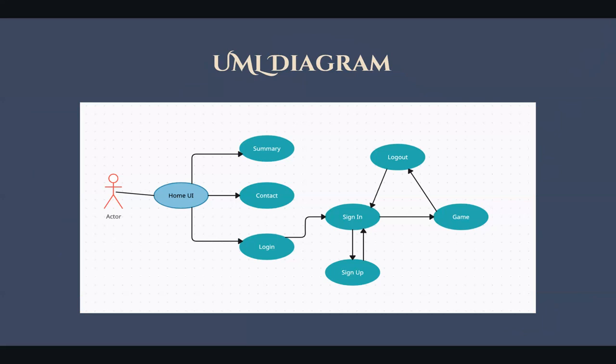Coming to the UML diagram of our project, we have our actor, which is also our player. The actor goes directly to the home user interface. Here he can access summary.php, contact, and login. For login, an existing user can directly sign in and proceed to the game. However, if you are a new user, you have to first register yourself and then sign in and then proceed to the game. Once you are done playing the game, you can proceed to log out and perform the same procedure again.